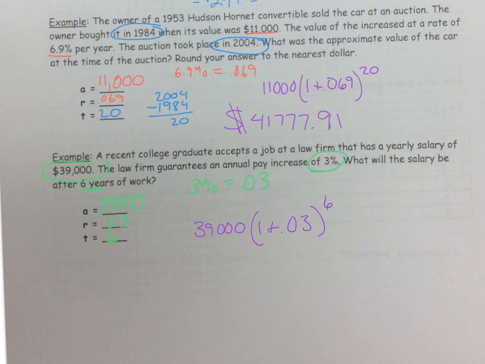3% sounds like a lot. I don't think it's going to equate to that much more, but let's find out. 3% to the 6th power. Whoa, well, that's substantial. So in 6 years, you are making 46,568.03. So again, the law firm's not going to round up. So there's what your salary will be. After 6 years working there, you've gone up $7,000. Way to go, you.